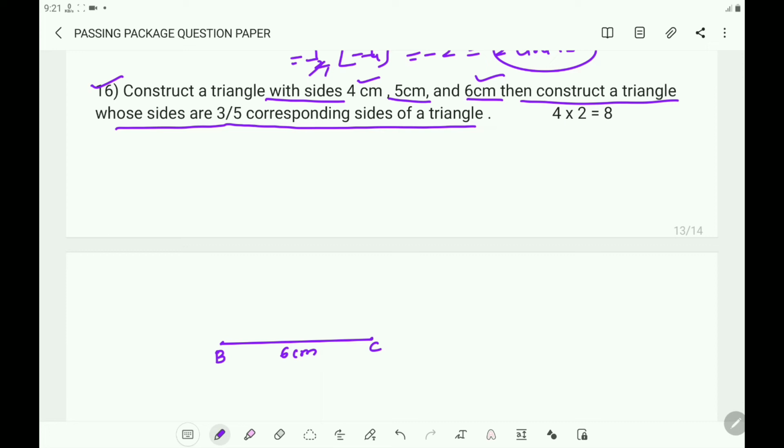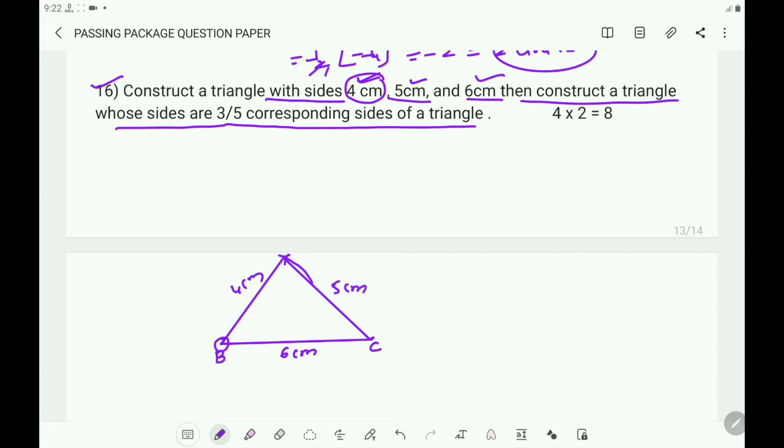And take the compass and measure 4 centimeter. With a radius of 4 centimeter, that is with the center B, draw a curve of radius 4 centimeter. After that, you measure 5 centimeter and with C as a center, cut the previous curve. So here you will get a triangle. This is 4 centimeter, this is 5 centimeter.